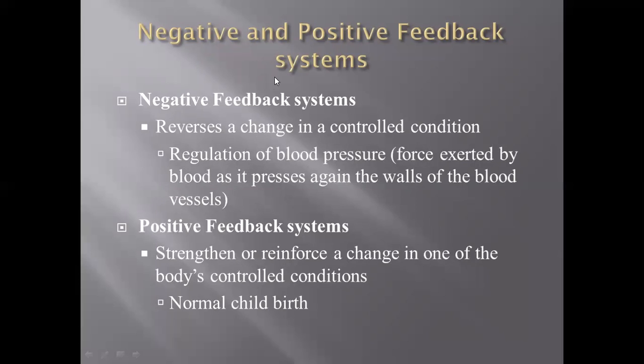Okay, so negative and positive feedback. A negative feedback system reverses a change in a controlled condition. For example, regulation of blood pressure, the force exerted by blood pressed against the walls of the blood vessels. And a positive feedback system strengthens or reinforces a change in one of the body's controlled conditions. For example, normal childbirth. Okay, let's talk about the negative feedback system.